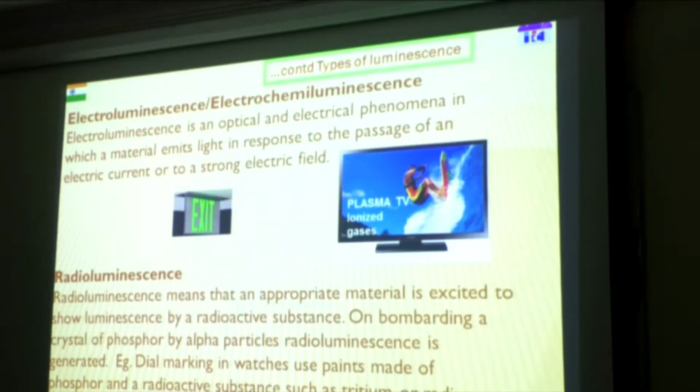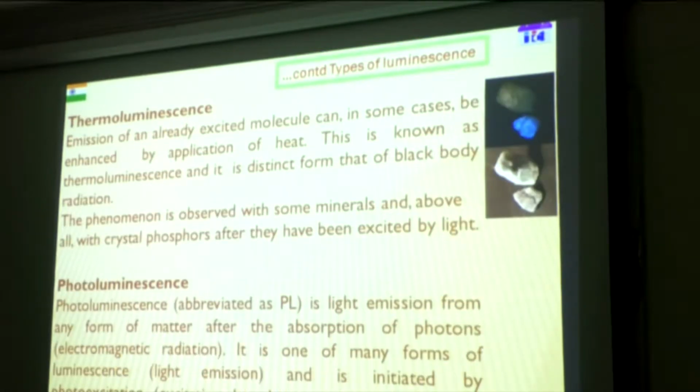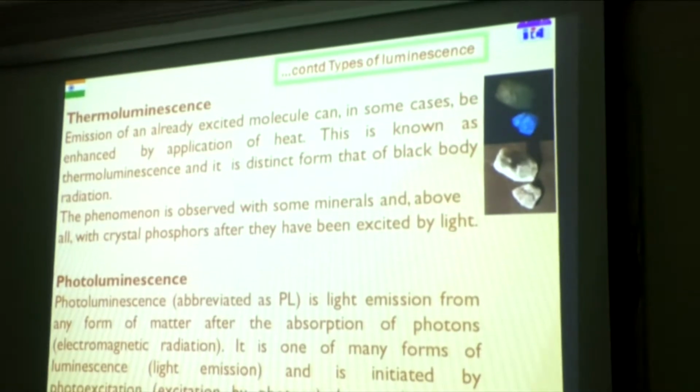Yeah, this is what we have in plasma TV, and all kinds of things you can do with it. And then radioluminescence, of course, you are familiar with. Radioactive material, you put it in your watch, clock, all kinds of things. So that gives you light, and that is called radioluminescence. Next slide. Thermoluminescence. So this is another thing.